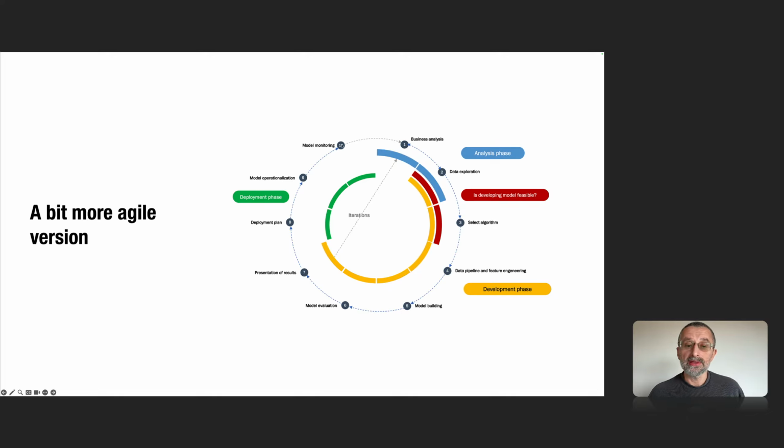And finally, the deployment stage with the deployment plan, model operationalization, and model monitoring. Key roles here: the business user is here, the data scientist is here, the machine learning engineer is here, and not visible, an extremely important person, the data engineer, who is responsible for providing the data to data scientists across all those stages, as you can see, blue, red, and yellow.